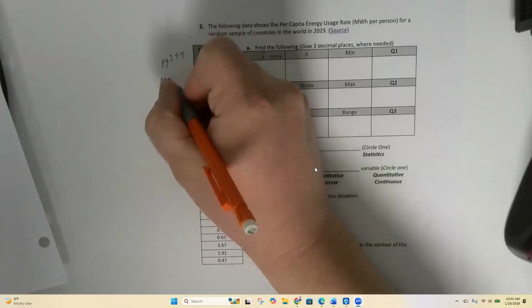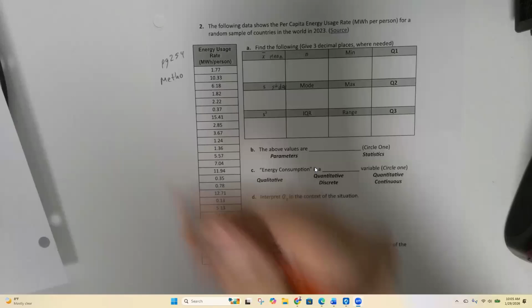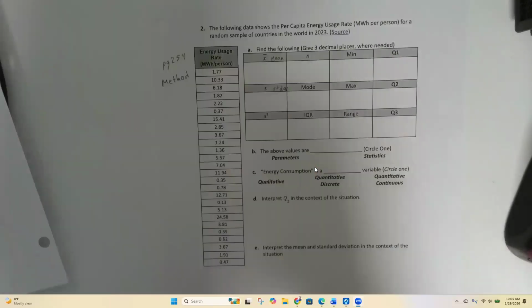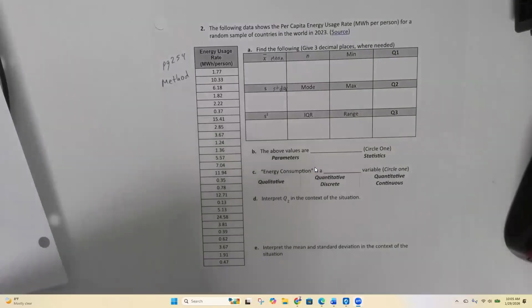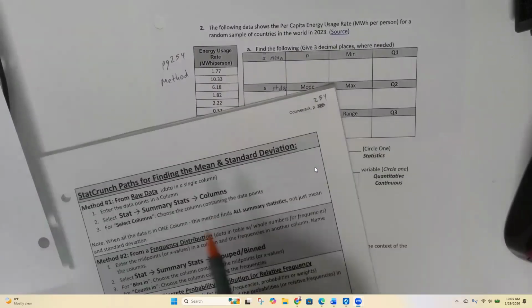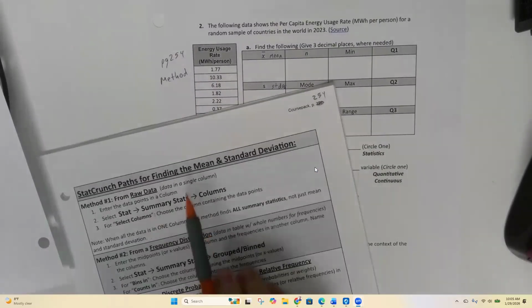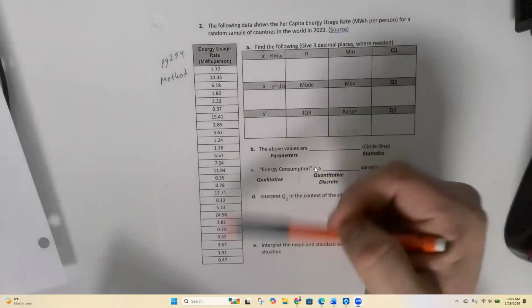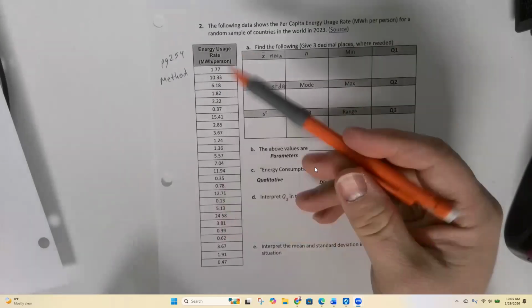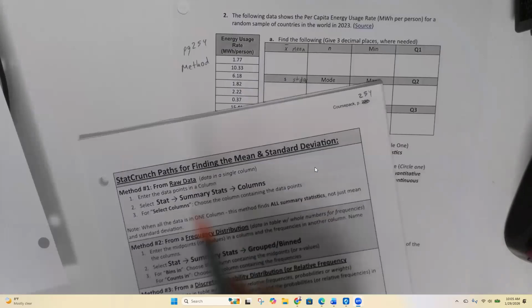But this time, should I be using method 2? No, I don't want to use method 2. Method 2 is if I have a frequency distribution. That's not what I have here. I have a single column of data. I have a bunch of numbers. Okay. So I want to use method 1.